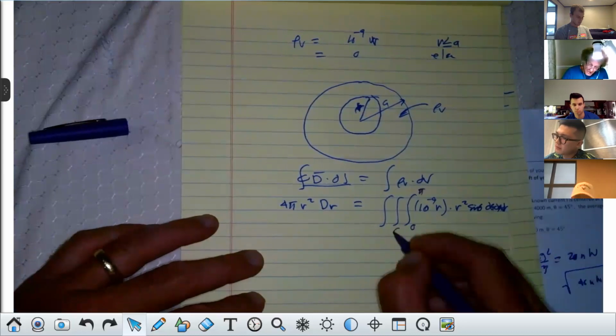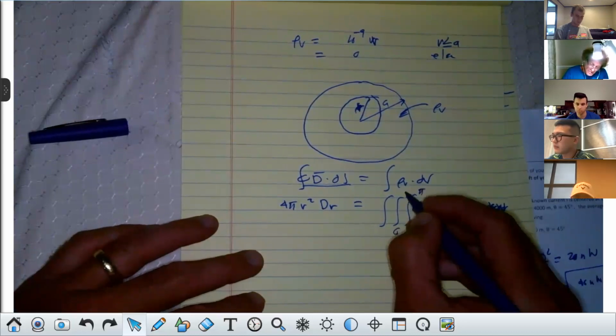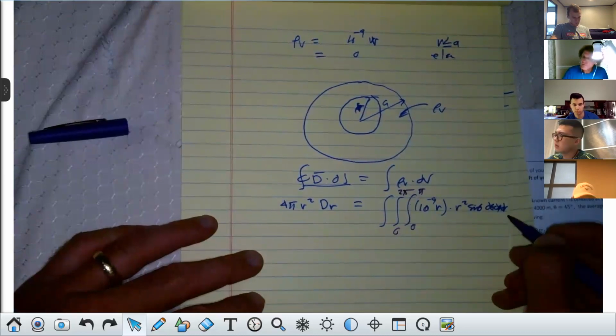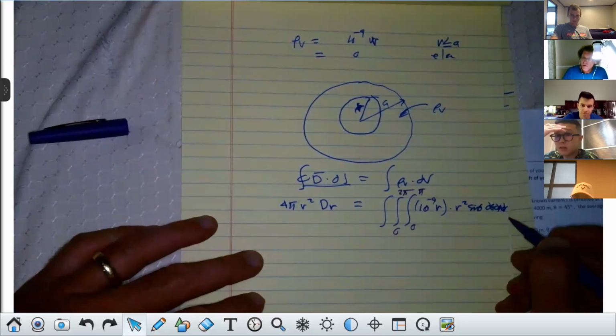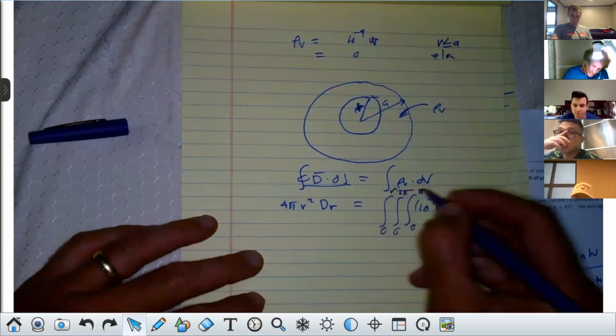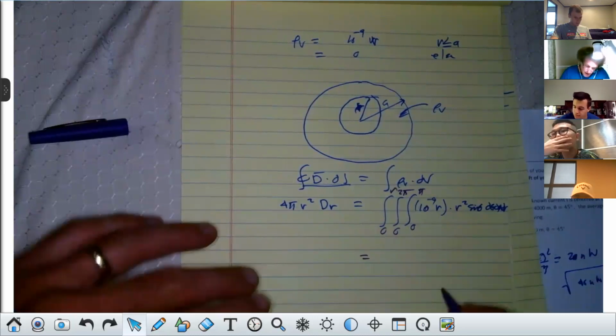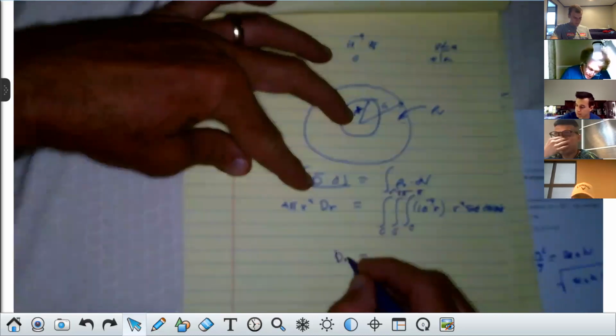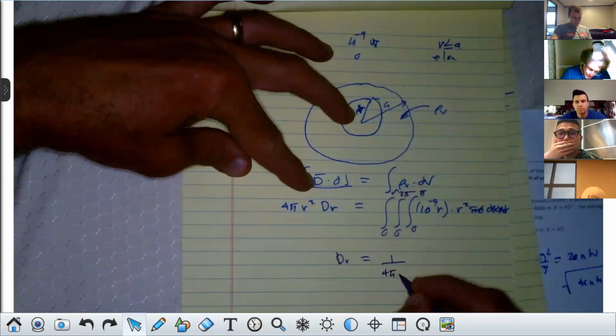Phi goes from where to where? 0 to 2 pi. And where does r go from? This is the important one. Say it again, Tyler. 0 to r. Okay, exactly right, 0 to r. That's important. So that means I can say D of r here is 1 over 4 pi r squared.